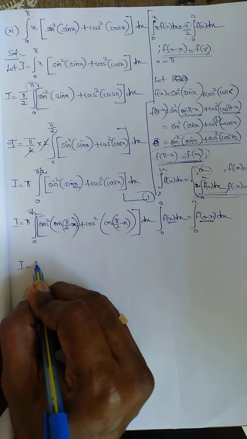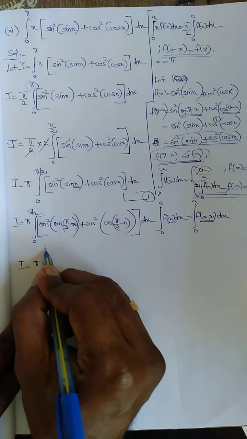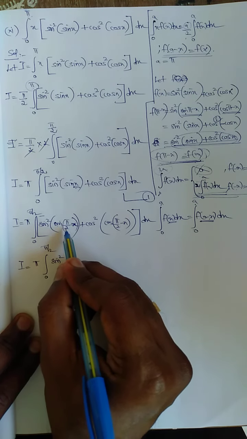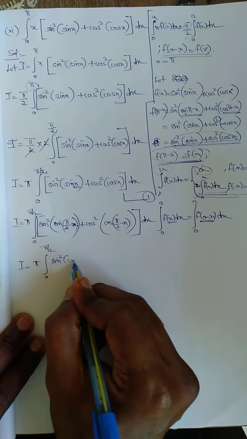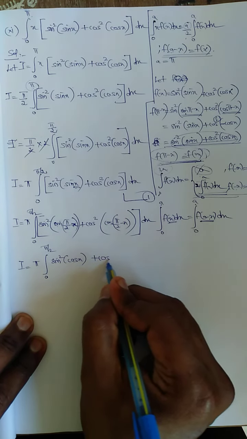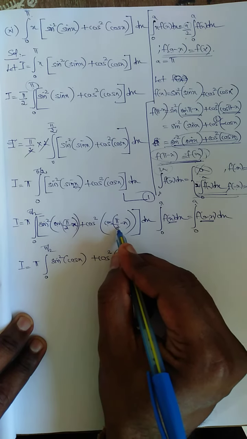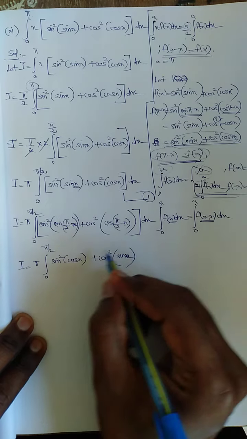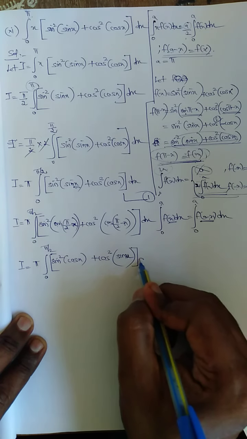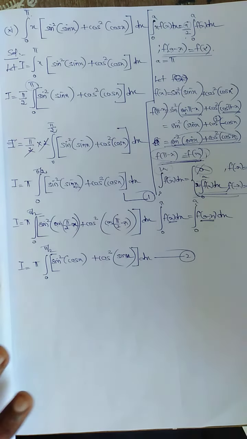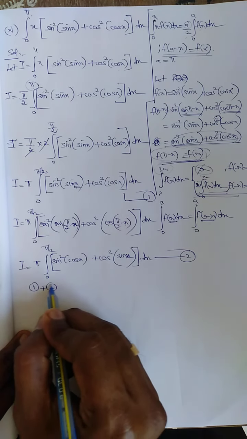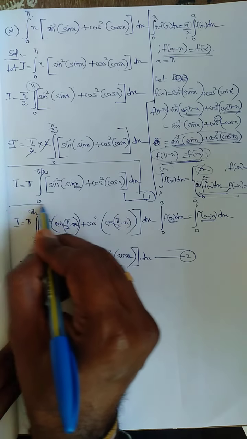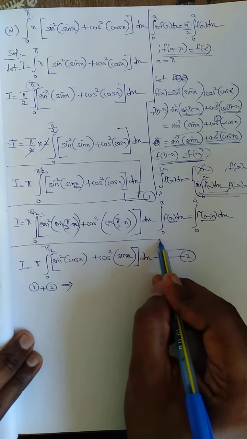I is equal to pi, integration of 0 to pi by 2 sine square, sine of 90 minus theta is nothing but cos theta, plus cos square, cos of 90 minus theta is sin theta, sin x, into dx. Keep it as equation 2. So add 1 plus 2. What is 1 here? This is 1. What is 2 here? This is 2.